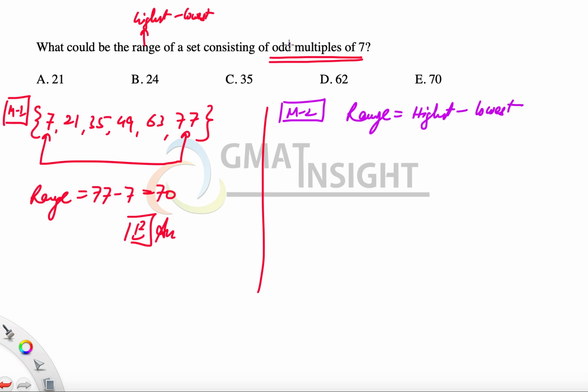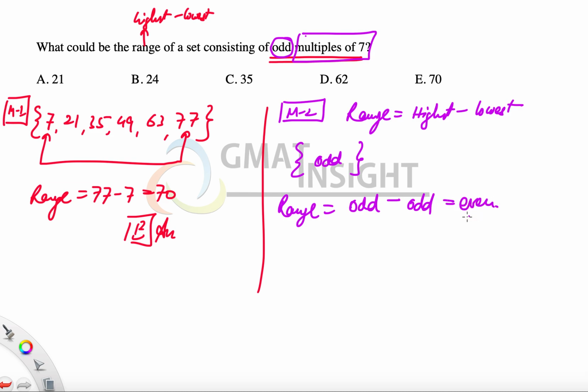Now, several keywords. The first keyword is odd. The second keyword is multiple of 7. Because we always have to write all the odd numbers in the set, the highest value will be odd as well as the lowest value will be odd. So odd minus odd results in an even number. That means my answer definitely has to be even. Looking at it, I can straight away eliminate two of my options, option A and option C, because they are odd.